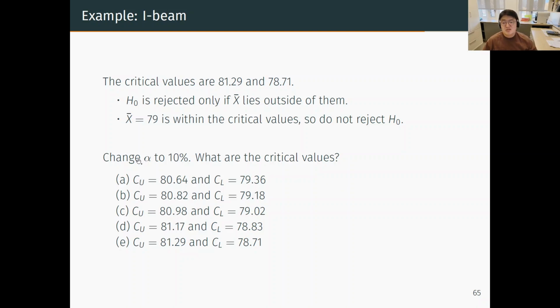Now another experiment. Now you change alpha to 10%. How would the critical values change? Try this again. Now you know the formula, so it should be much easier. You can do it.